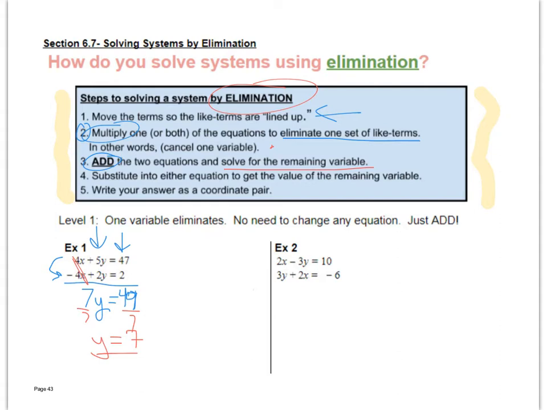Now, substitute back into either equation, it doesn't matter, just pick one. I'm going to pick this one, and I get 4 times x plus 5 times 7, because I know y equals 7 now, so I'm going to put it in. And I get equals 47. Now that I have that equation written out, I have 4x plus 35 equals 47.